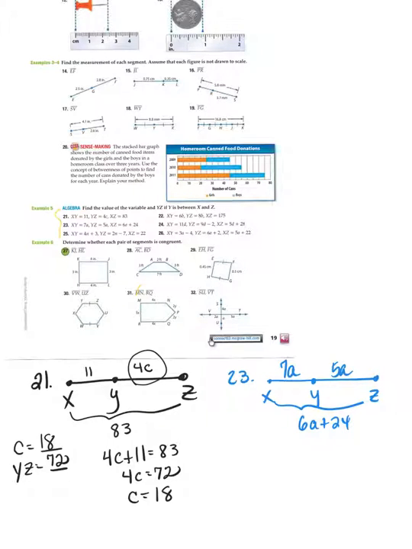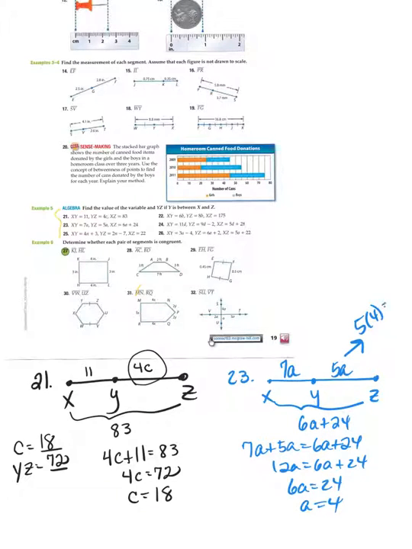Again, piece plus piece equals the whole thing. So the 7A plus the 5A equals 6A plus 24. So that gives us 12A equals 6A plus 24. That's 6A equals 24, or A is 4. That's one of the questions. I found my variable. But the second piece is to find YZ. So 5 times 4 is 20.